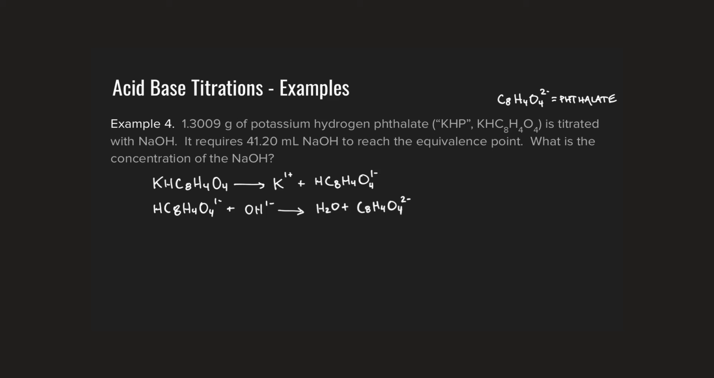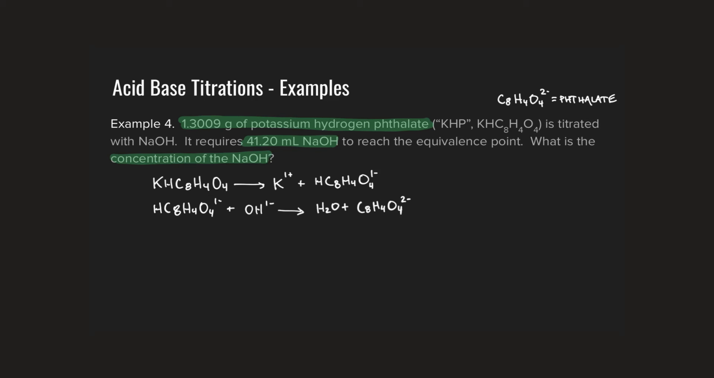That really is the hard part of this problem. From here on out, this is really just a stoichiometry problem. So I'm told in this problem, I've got my mass of the potassium hydrogen phthalate, and I've been given here a volume of sodium hydroxide needed to reach the endpoint. And we're asking you here, what is the concentration of the sodium hydroxide?